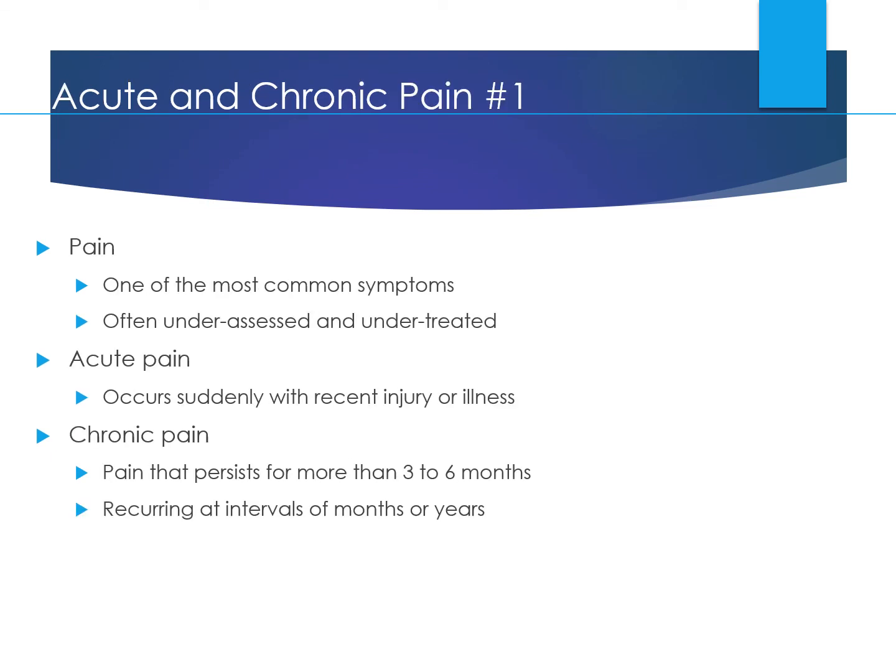Pain, which is the fifth vital sign, as I mentioned, is one of the most common symptoms and a very important symptom. It's often under-assessed and undertreated. There is also a difference you need to know between acute and chronic pain. Acute pain occurs suddenly with a recent injury or illness, and chronic pain is pain that persists for more than 3 to 6 months, occurring at intervals of months or years.